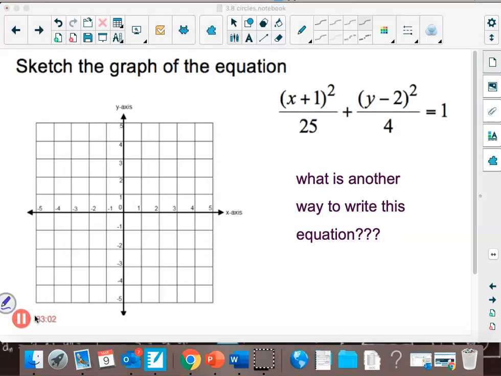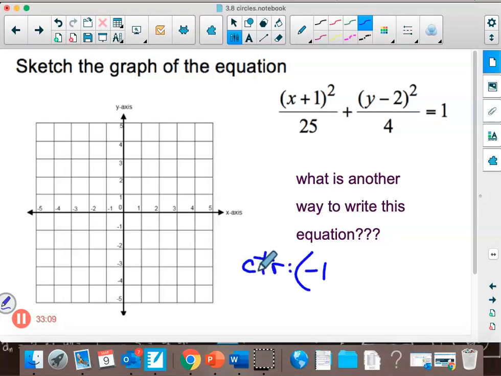All right, Jose, first question. What is the center? (-1, 2). Does everyone agree? (-1, 2)? Yes. All right. Now, next question. From the center, how far do I want to go to the right or the left? I'm not asking you right or left. I'm saying how far. Look at your x. Oh, you want to go 5 to the right. Yes, 5 to the right.